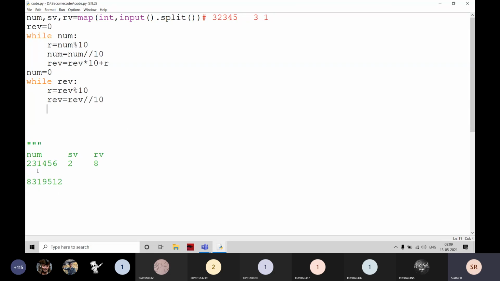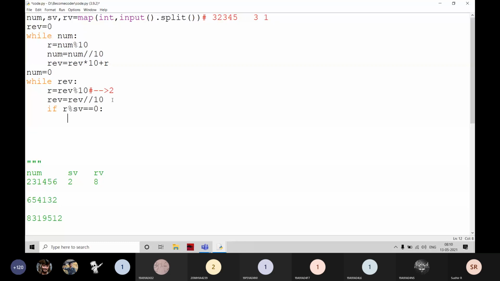Here, every digit, for example, this number is going to be in reverse order. That means 6 5 4 1 3 2 is the number now in rev here. Now the first digit is in r. That means now this value is going to be 2. Now I am going to check: is r exactly divisible by the search value? Is it exactly divisible? Yes.